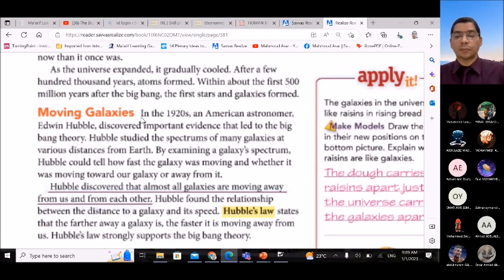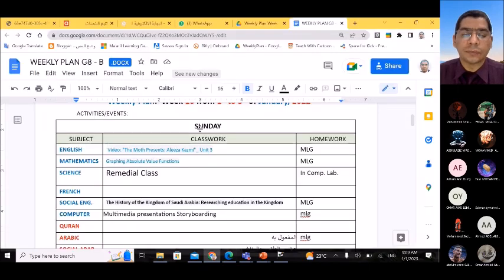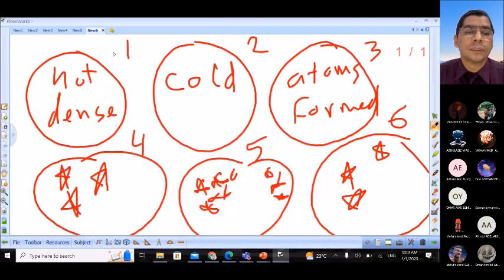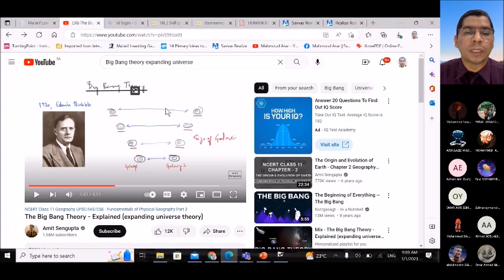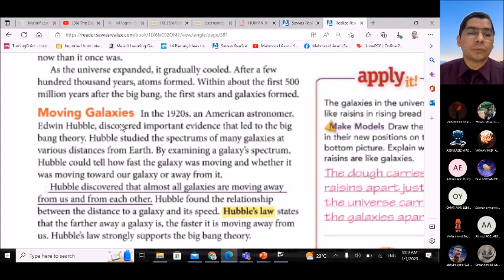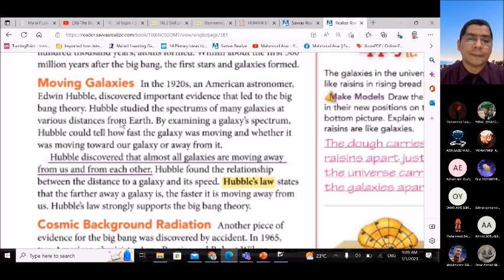Moving apart means the distance between them becomes longer. They move apart from each other, as this video said. You see this video? Sorry, this one, you see, they move apart. You see the distance becomes longer between galaxy 1 and galaxy 2. So now we have to know about the moving of galaxies.